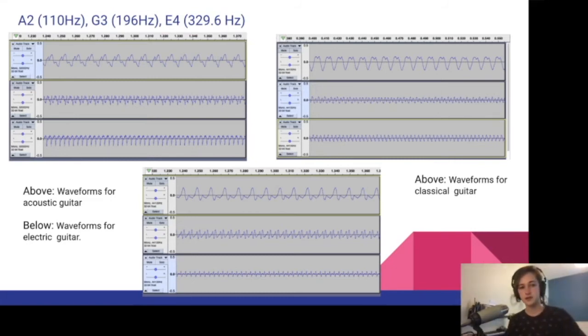For the classical guitar, the notes are going to sound like this. For the A, the G, and the E.